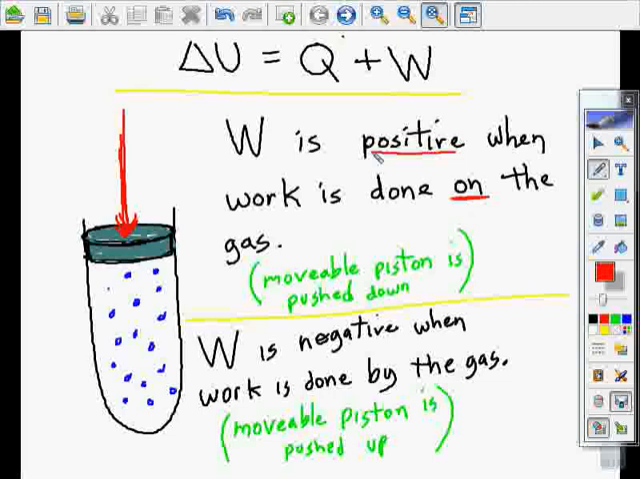On the other hand, if the gas does the work, and if the gas uses its gas muscles and pushes the piston up, yes? Well, when the gas pushes the piston up, that's considered work done by the gas. And in our first law of thermodynamics, this term right here, that work would be negative.